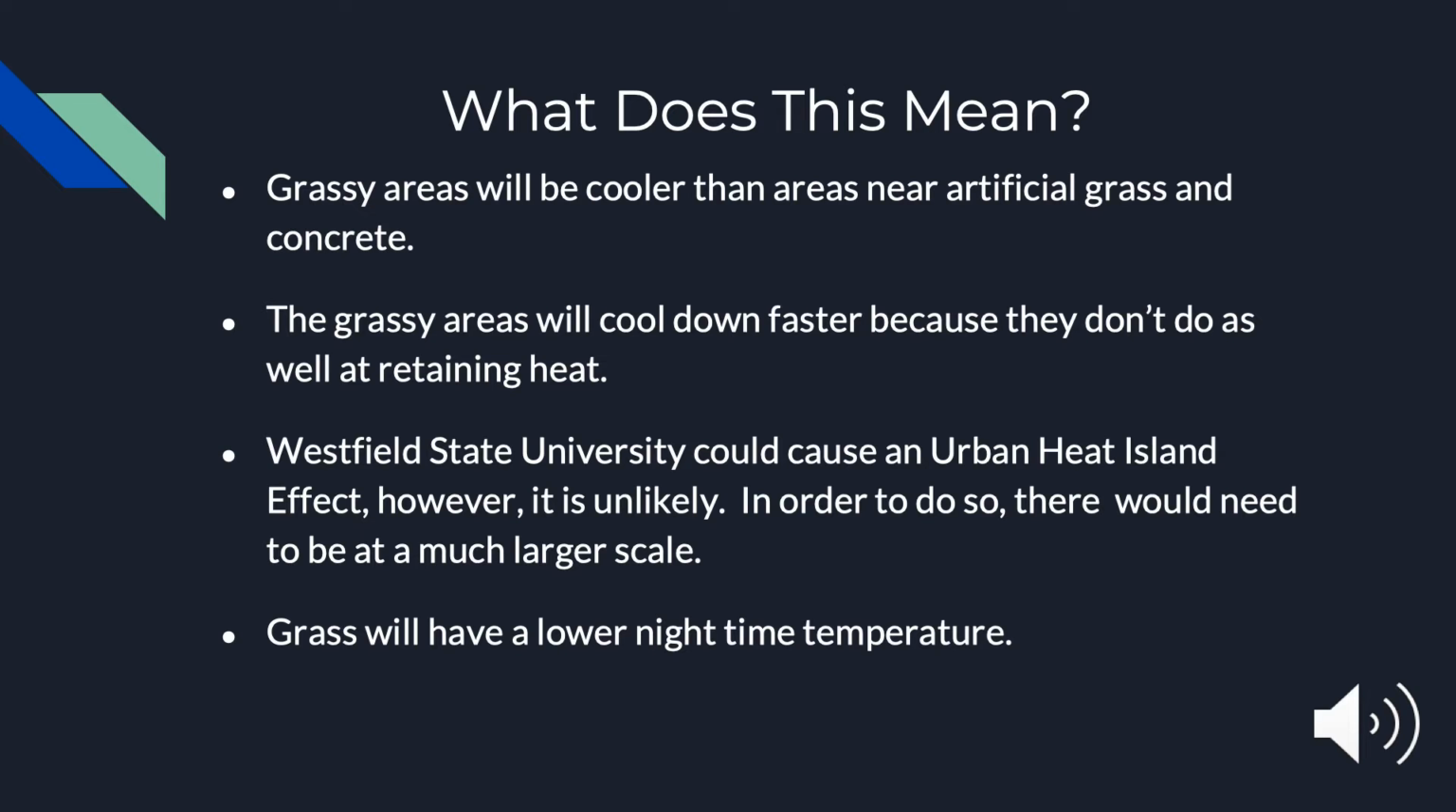What does this information mean? This means that grassy areas will be cooler than areas near artificial grass and concrete because those things can retain heat better. The grassy areas will cool down faster because they don't have the ability of retaining heat.